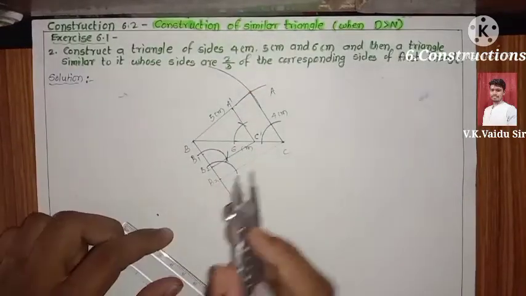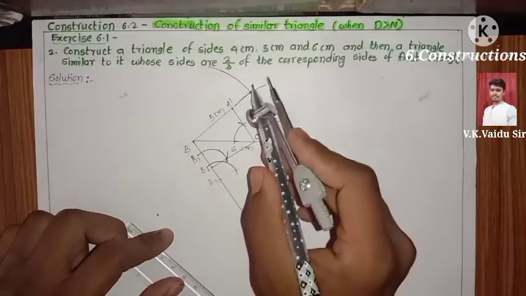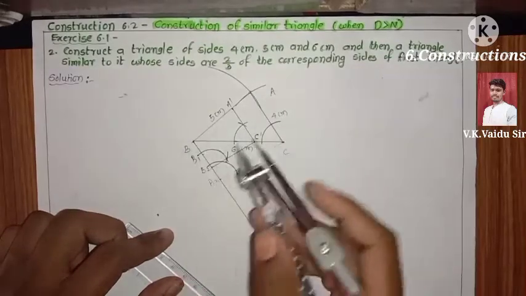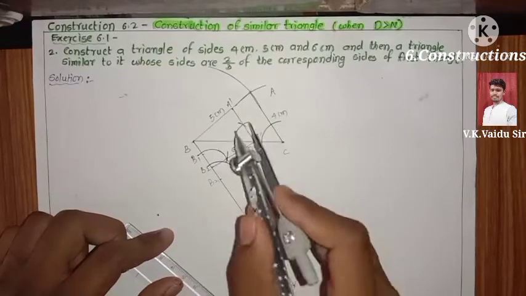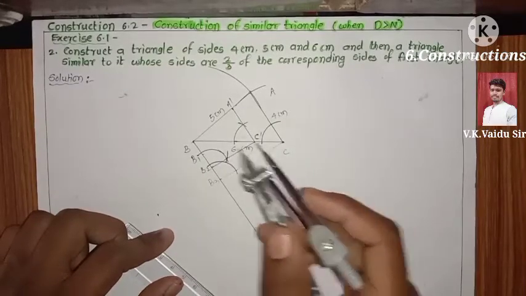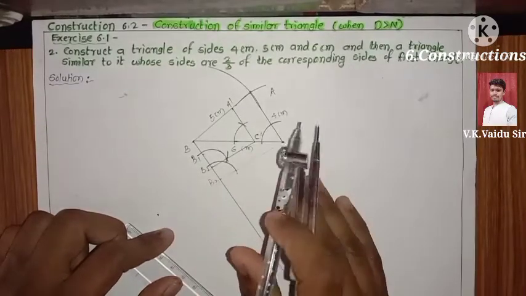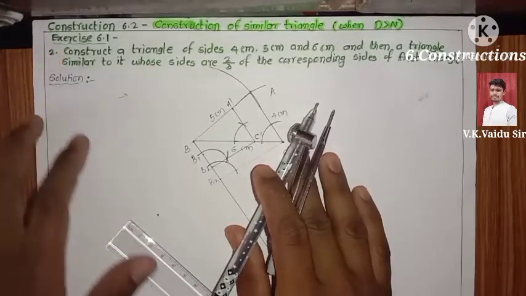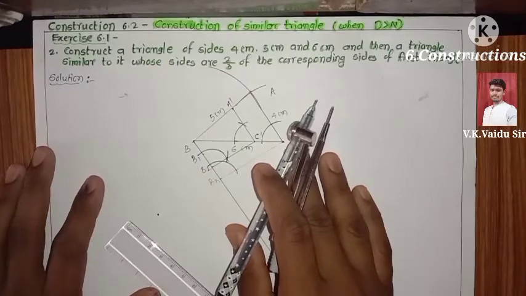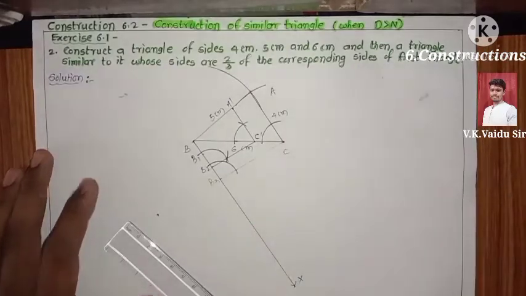So if we observe, inside the given triangle ABC we get another triangle A dash B C dash, which is the required similar triangle for the given triangle. This is the required construction for questions like this. I will provide similar questions as homework. You do them. Thank you for watching.